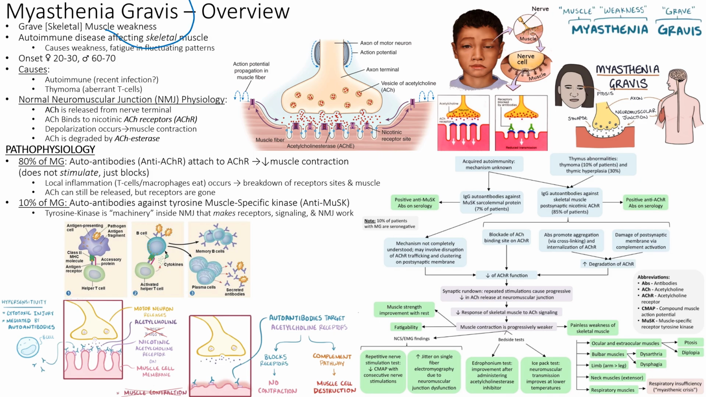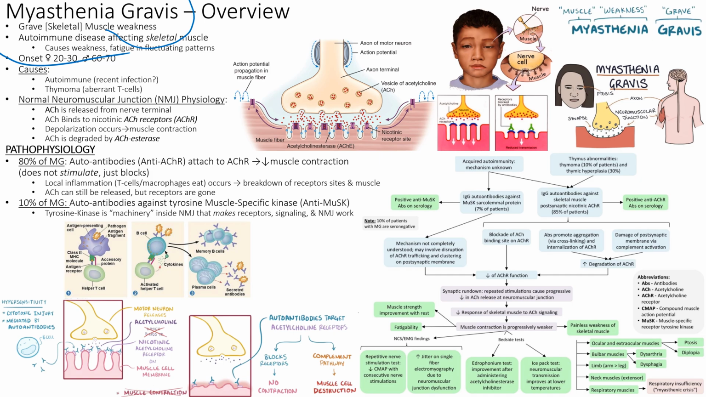All right, so myasthenia gravis. Myasthenia means weak muscles, right? My meaning muscle, thenia meaning weak. Gravis meaning grave or slow, or a significant amount, I should say. So it's grave skeletal muscle weakness. It doesn't affect smooth muscle, does not affect cardiac muscle. It's only skeletal muscle, right?